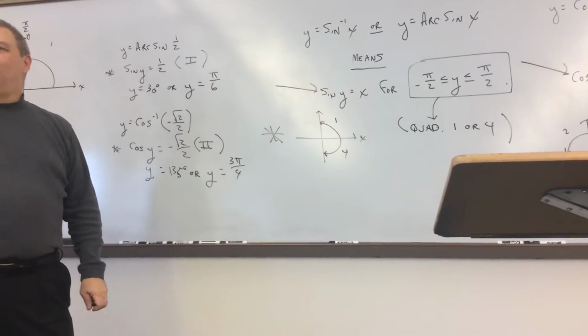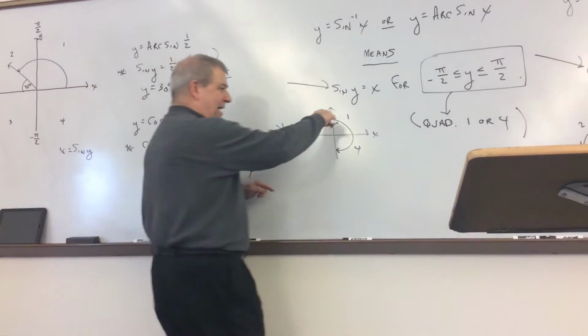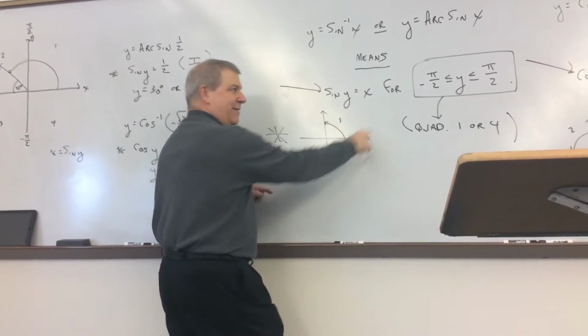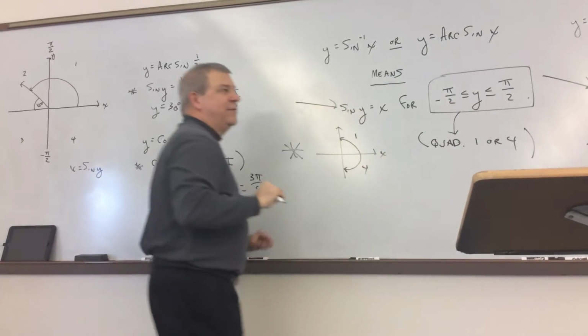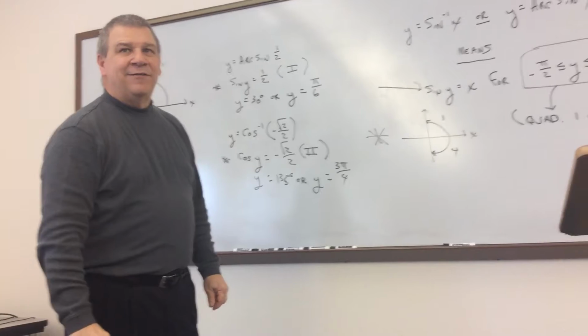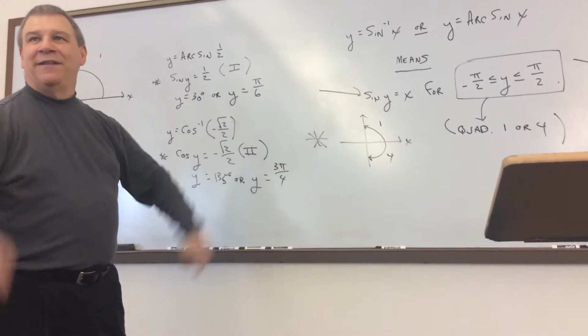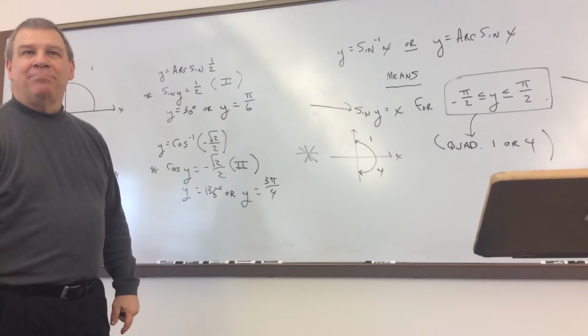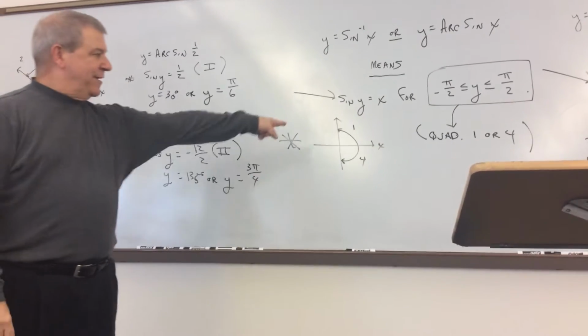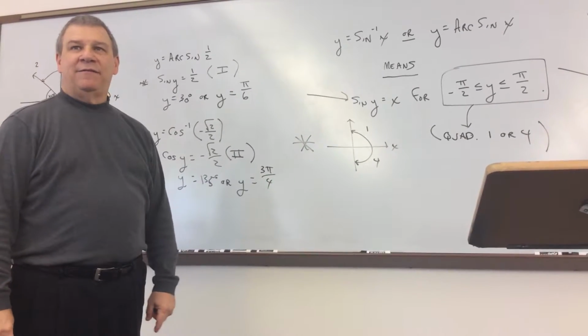Let's see if somebody falls for this. The answer has to be in that range right there. The sine of what angle equals negative 1? Let's see what somebody tells me. The sine of what angle equals negative 1?